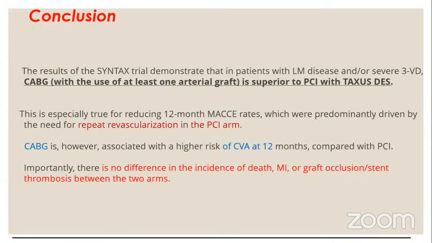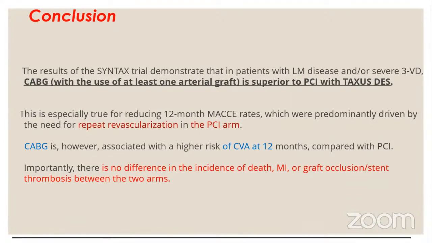So as a conclusion, the results of the Syntax trial demonstrate that in patients with left main disease or 3-vessel disease, CABG with the use of at least one arterial graft is superior to PCI with Taxus drug-eluting stent. This is especially true for reducing 12-month MACE rates, which were predominantly driven by the need for repeat revascularization in the PCI arm. CABG is, however, associated with a higher risk of cerebrovascular accidents at 12 months compared with PCI.